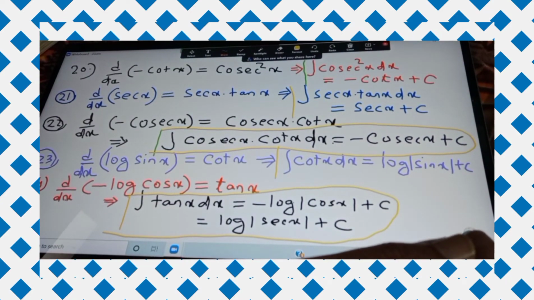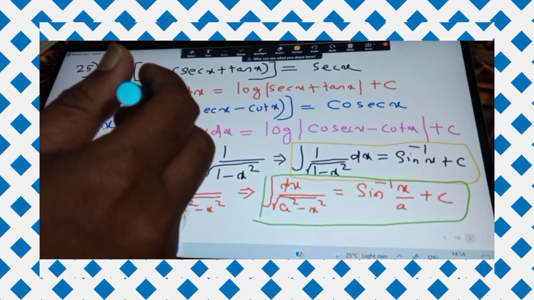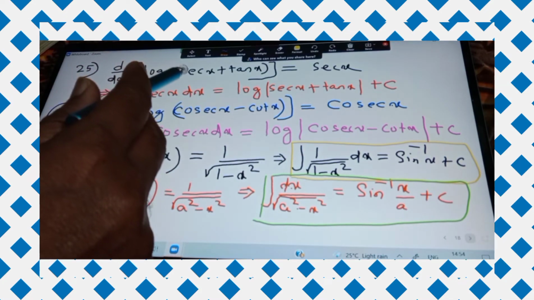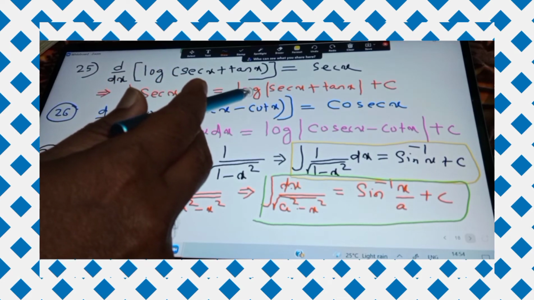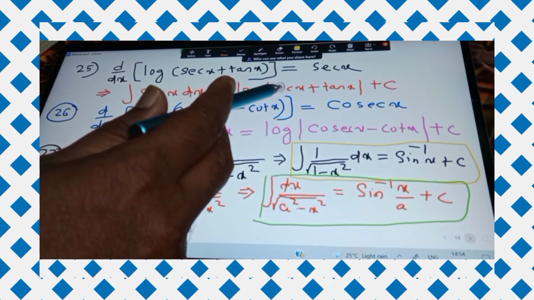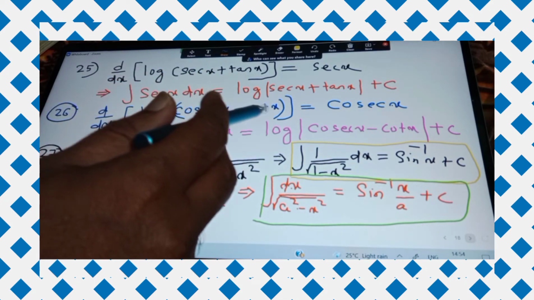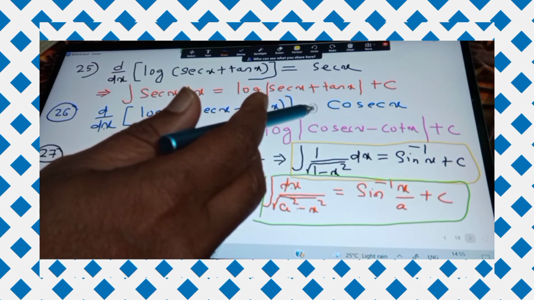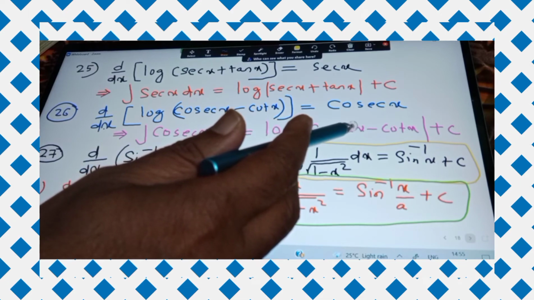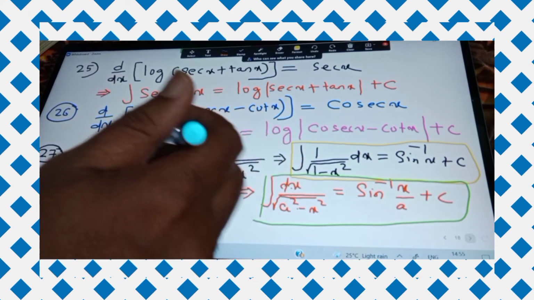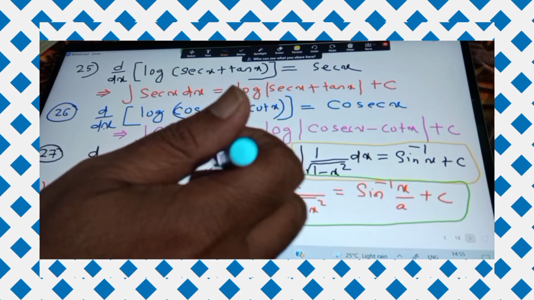Next point, the derivative of log of sec x plus tan x is sec x. So integration of sec x dx is equal to log modulus of sec x plus tan x plus c. Similarly, the derivative of log of cosec x minus cot x is equal to cosec x. So integration of cosec x dx is log modulus of cosec x minus cot x plus c.